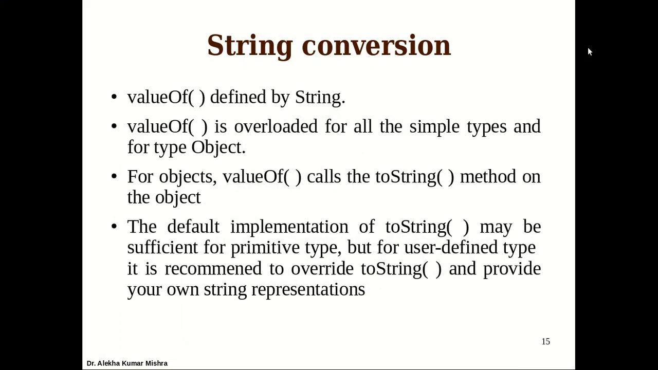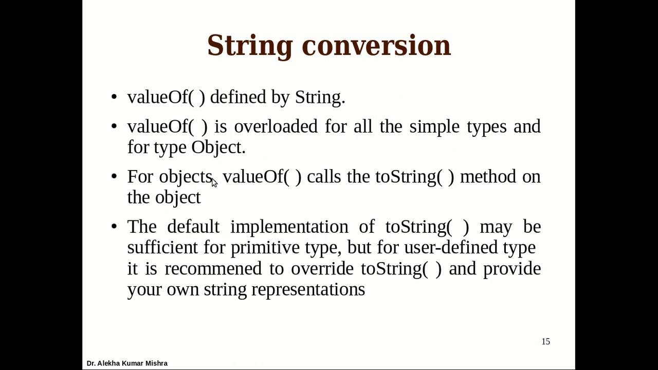Next, coming to the string conversion method. There is a method, valueOf, for strings, to get the corresponding value of the type of the object. Sometimes a string may store numeric values, so we can get those. valueOf is overloaded for all the simple types, like byte, integer, and double. So valueOf will give you the corresponding numeric value of that.